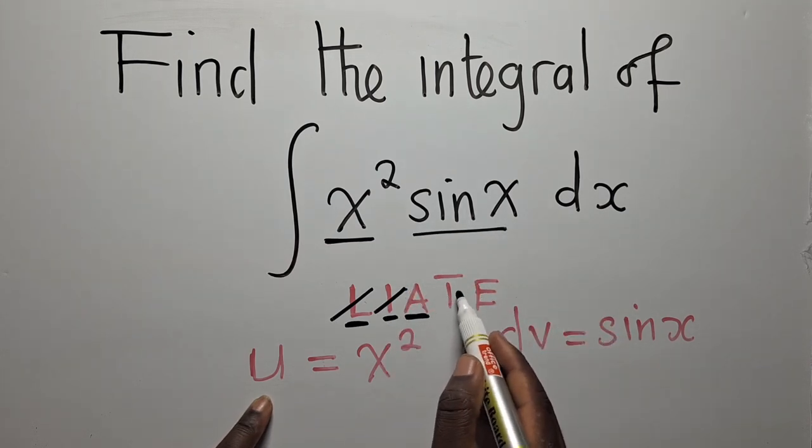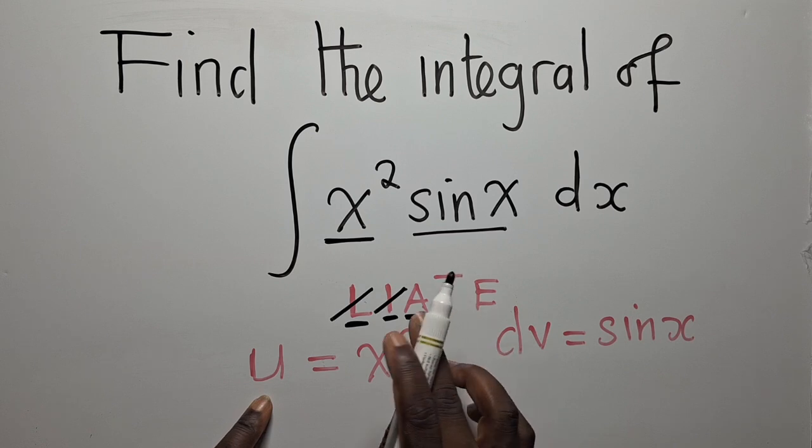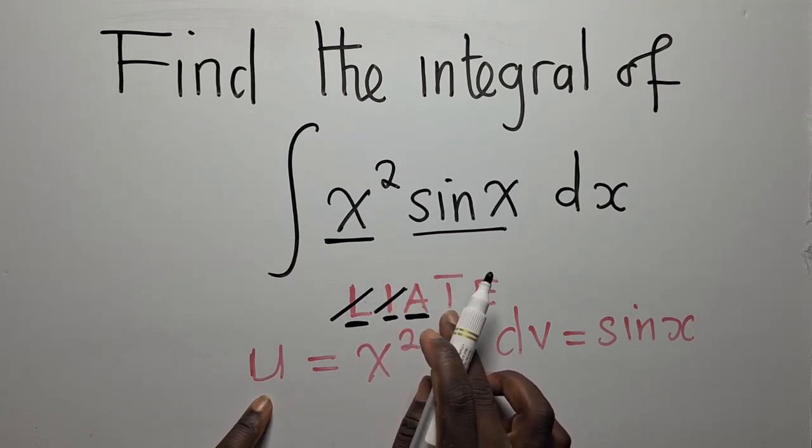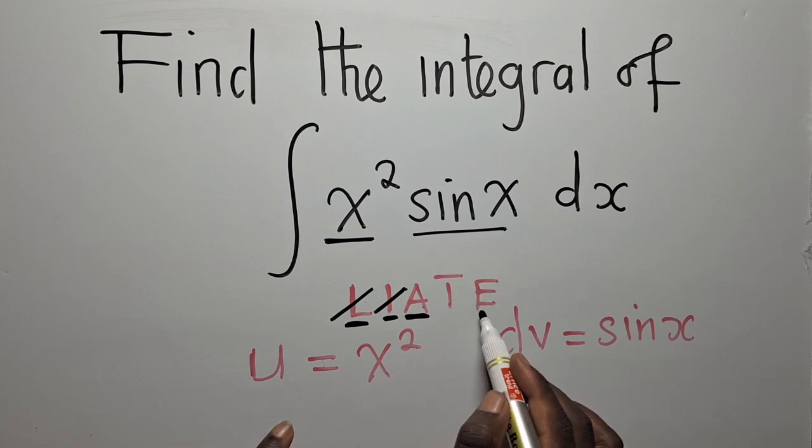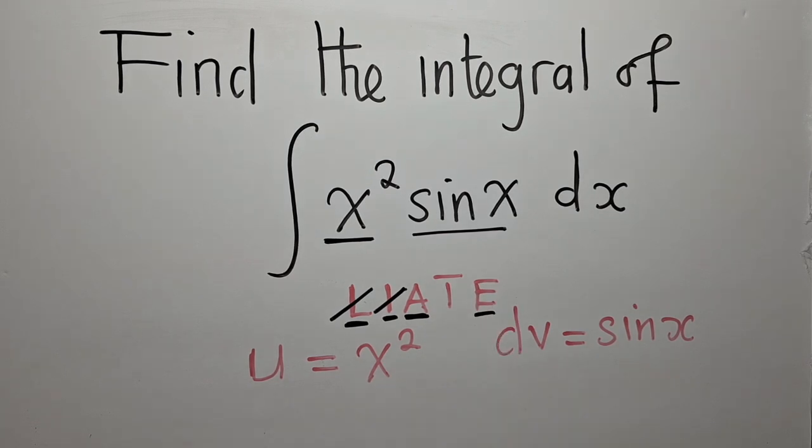T is trig. If there was no algebra, we would have gone for trig. And e is exponential, or exponent. So we've now identified our u and our dv.